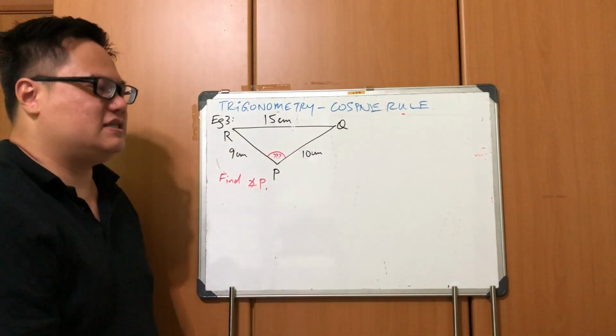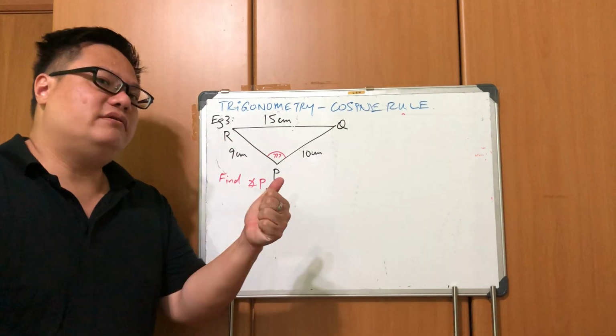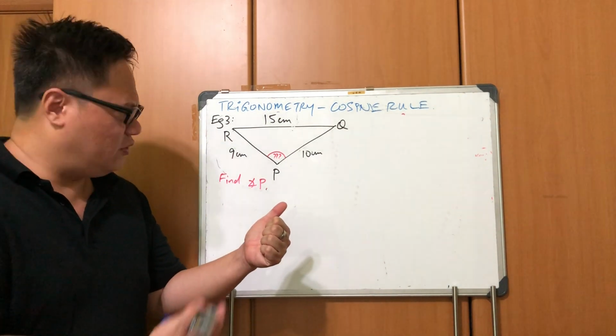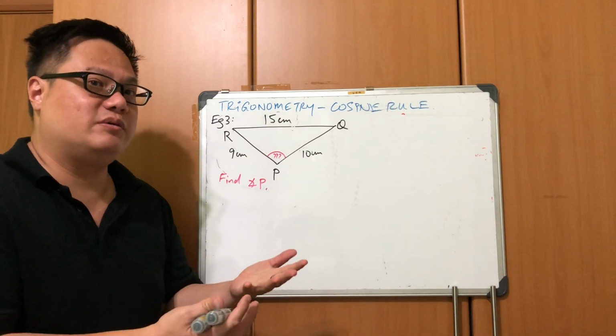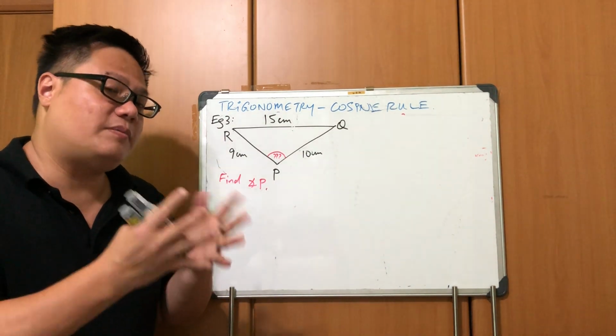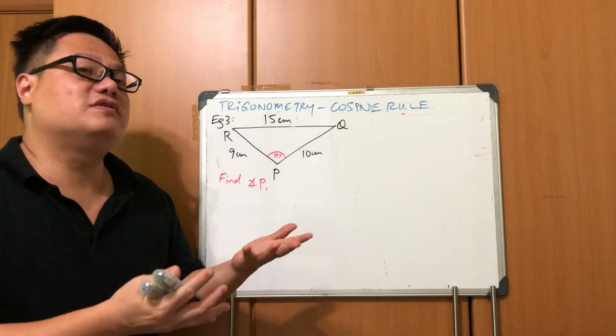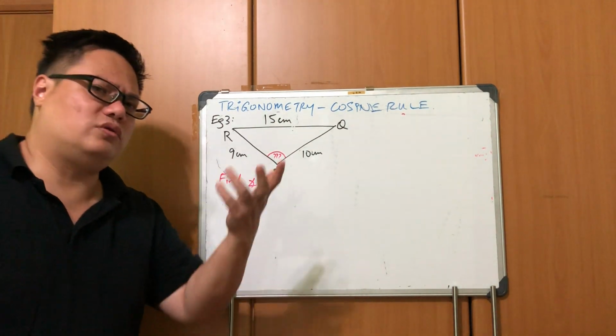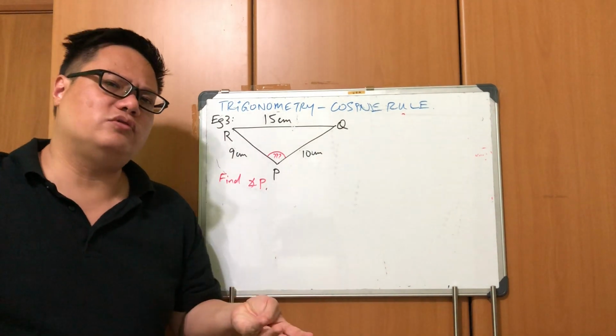So let's run through the process again. Can I use Pythagoras theorem? Cannot. It's not a right angle triangle, right? We also don't know if it is a right angle triangle. You can test it out using Pythagoras theorem. Does it fulfill the rules of Pythagoras theorem? If so, then by the converse of Pythagoras, you will get 90 degrees. But in this case, I know it's not.